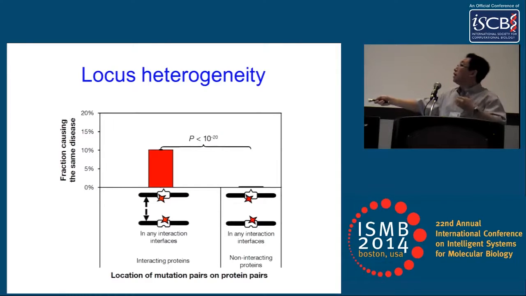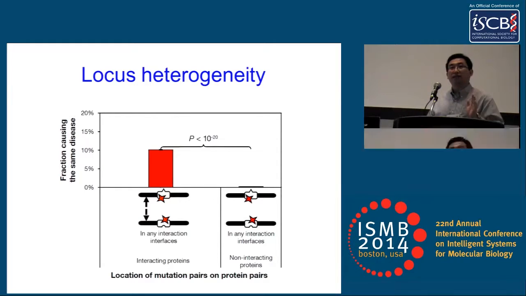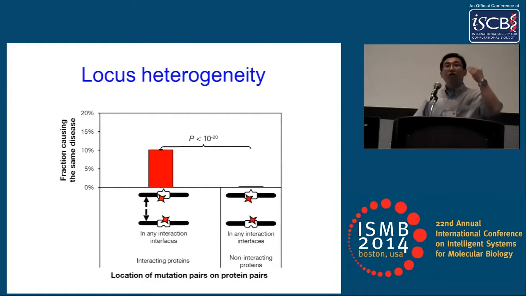So that's good. But if you look at it, it's only about 10%, meaning that more than 90% of the mutation pairs, even if they're on the interacting proteins, won't cause the same disease, right? So it's not a great predictive feature. And my background is in machine learning. So we say, okay, whether our 3D network model can improve this.